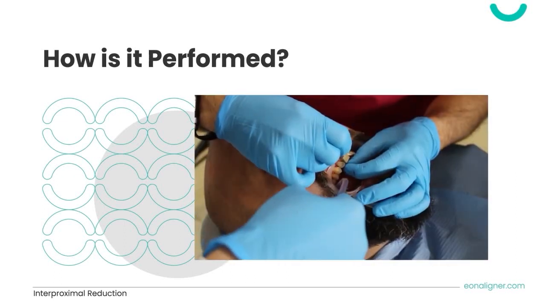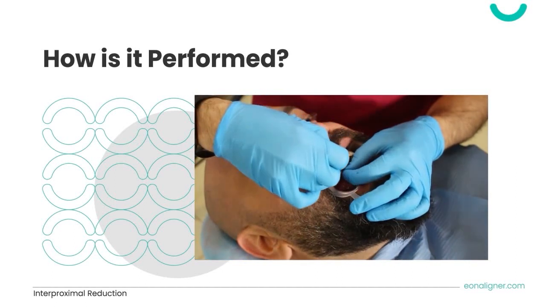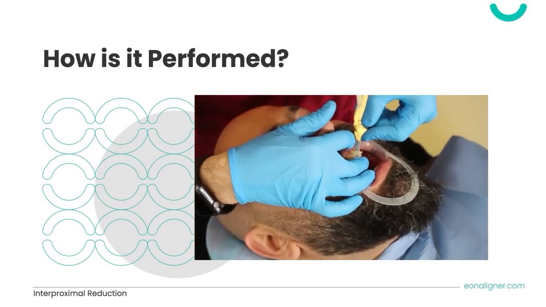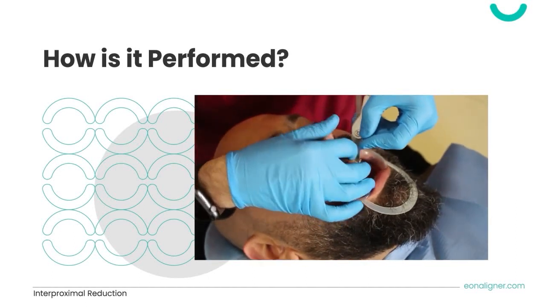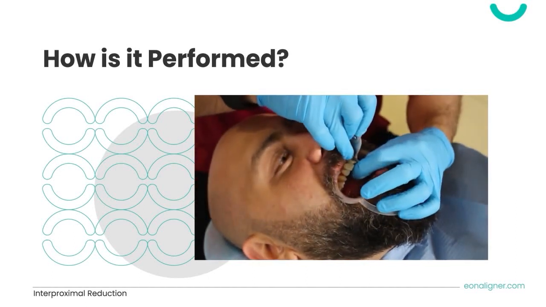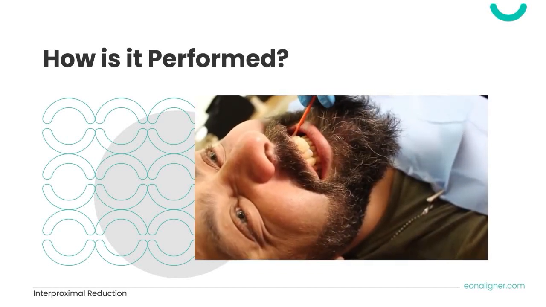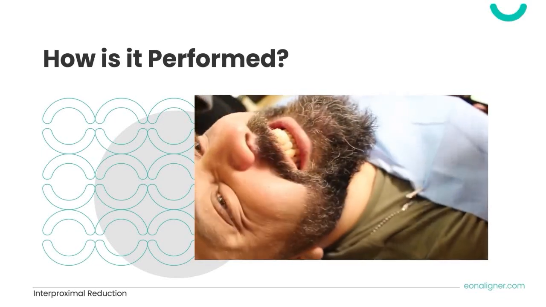Take the right-sized gauge and slide it where IPR has been performed to ensure the correct amount has been removed. Don't force it in. If it's tight, do more reduction. Lastly, apply fluoride varnish to avoid post-operative sensitivity.